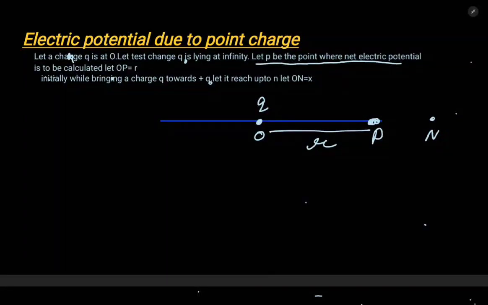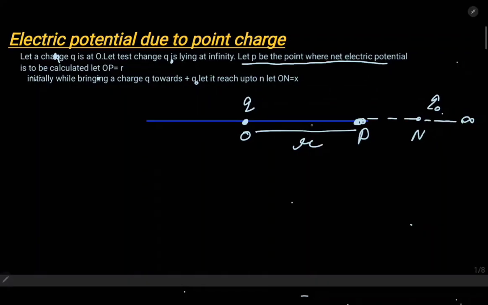The first derivation from this chapter is electric potential due to a point charge. Now we have a charge q which is at point O. There is another charge q naught which is lying at infinity, right? And the distance between O and P is r, and the distance between O and N, let's say, is x.